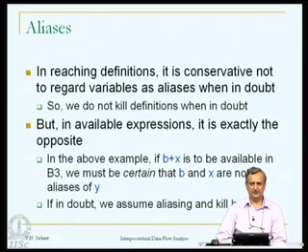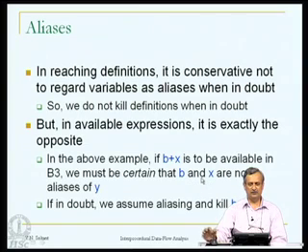So, in reaching definitions, it is conservative not to regard variables as aliases when in doubt. So, we do not kill definitions when in doubt. So, it is okay to say one more definition reaches even though it does not. But in available expressions analysis, it is exactly the opposite. So, for example, in the previous program, if b plus x is to be available in B3, we must be certain that both b and x are not aliases of y. So, if they were, then since y is modified, b plus x would have been modified.